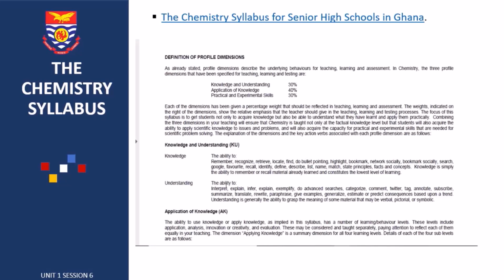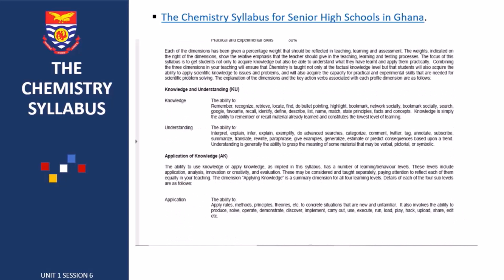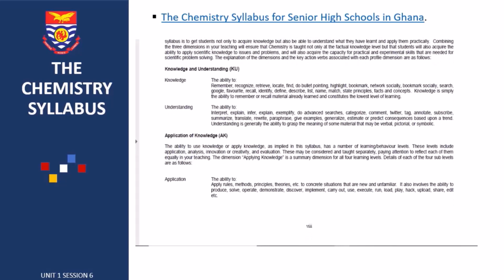For understanding, the ability to interpret, explain, infer, exemplify, do advanced searches, categorize, comment, they are all under it. Or we move to the application of knowledge, which is the ability to use knowledge or apply knowledge. For application, we can use verbs like apply rules, methods, principles, theories to concrete situations that are new and unfamiliar. It also involves the ability to produce, solve, operate, demonstrate, discover, implement, carry out, execute, run, among others. They are all in the syllabus.